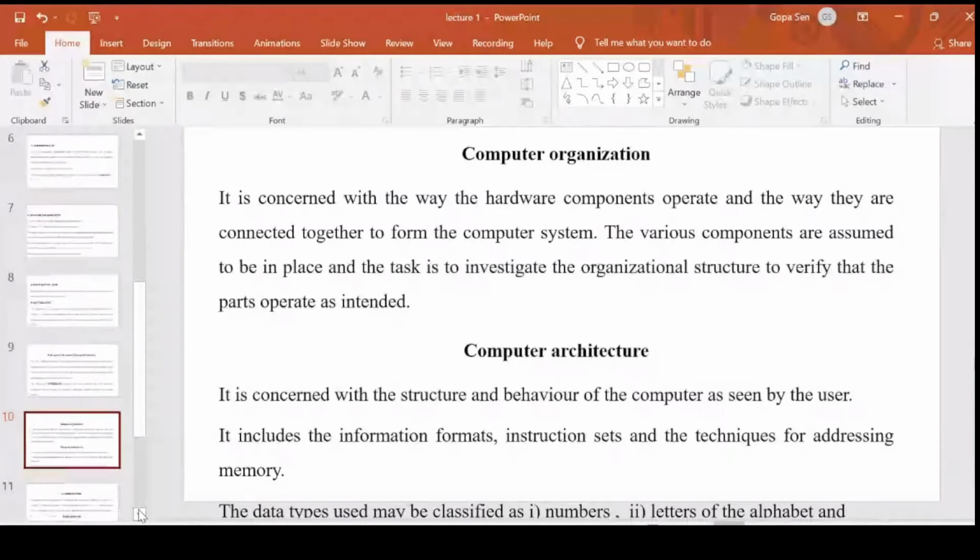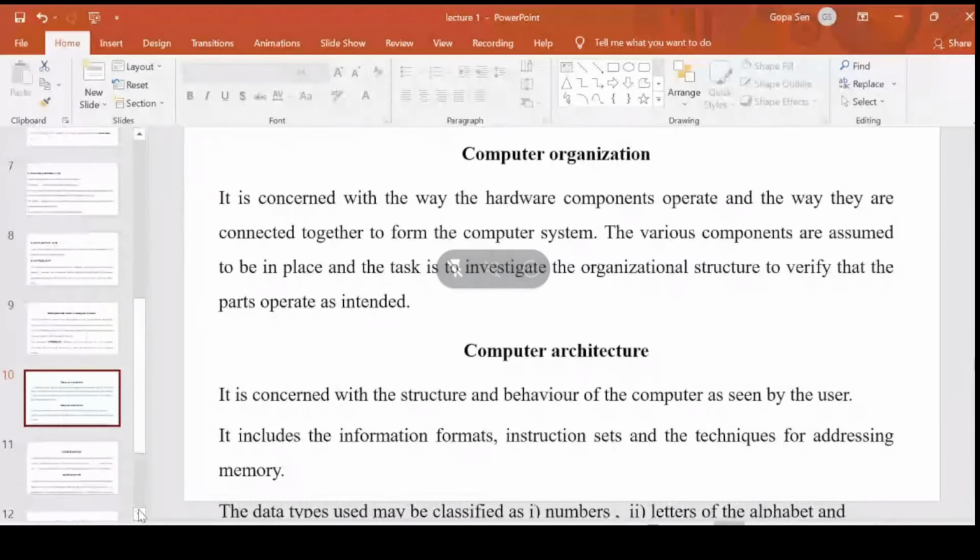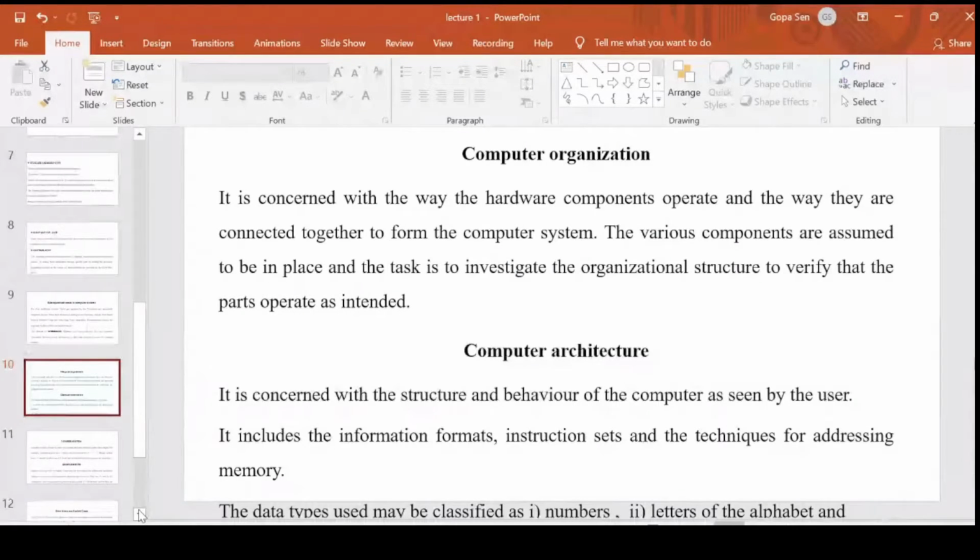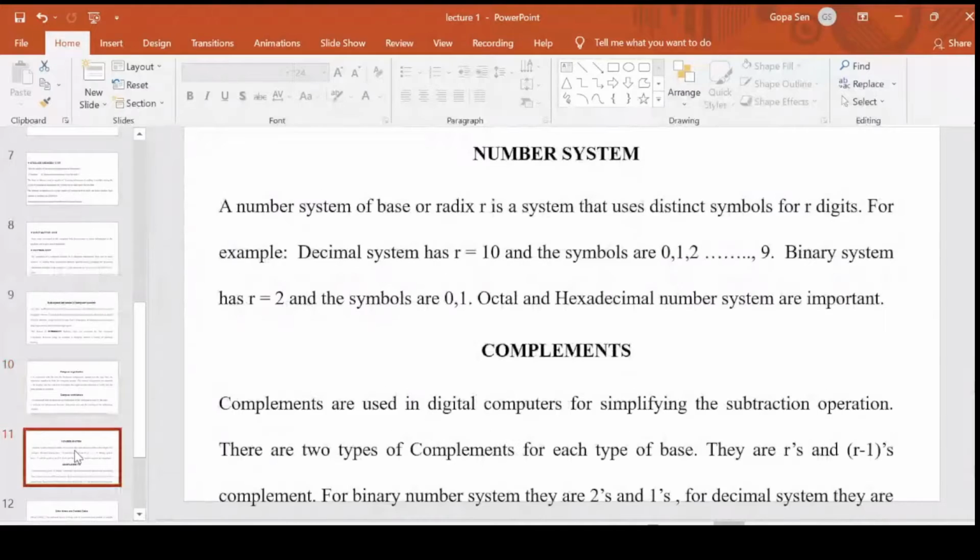So we will discuss both the organization and architecture of a computer. Okay.